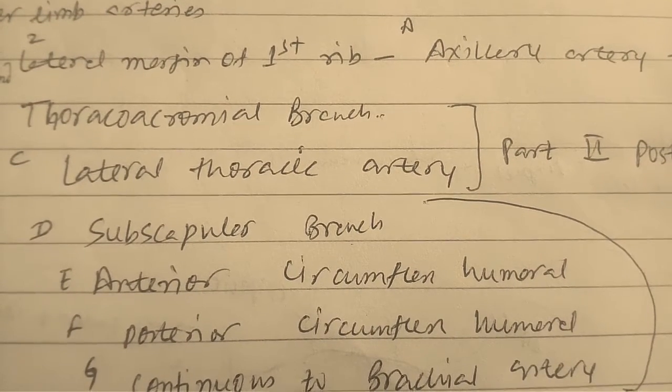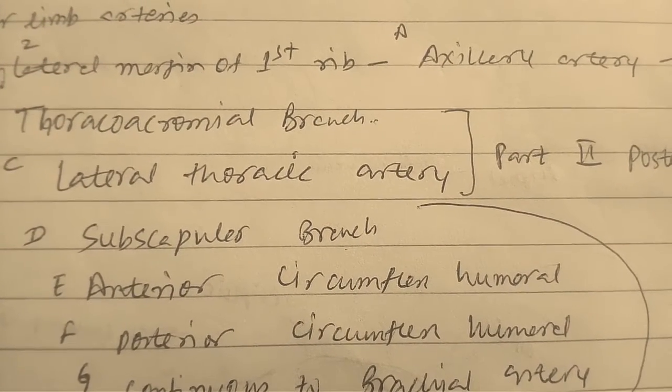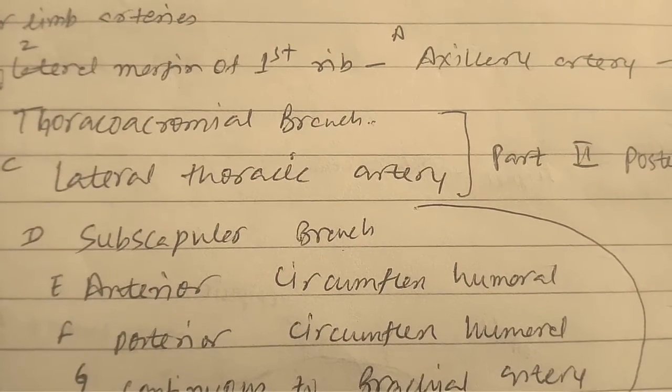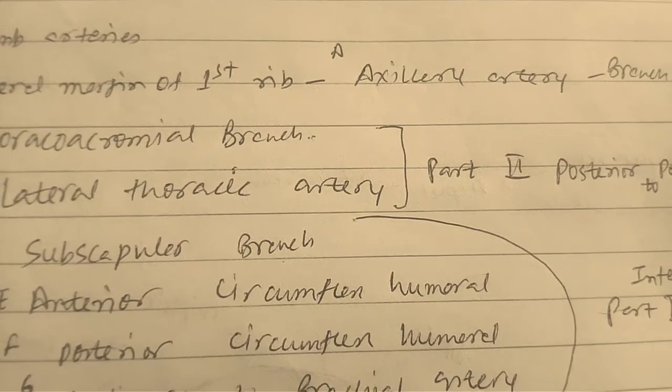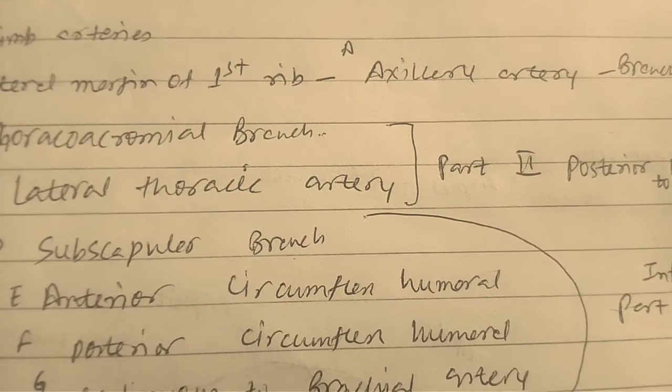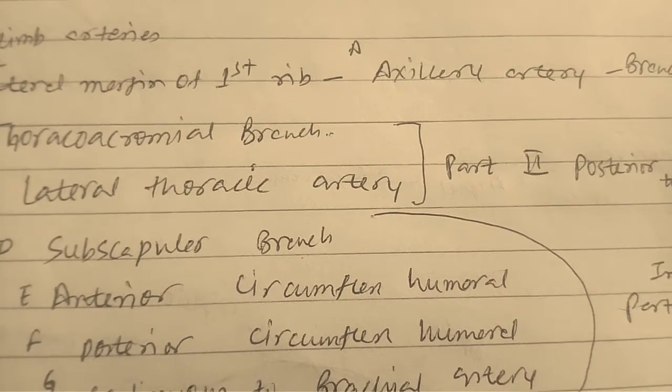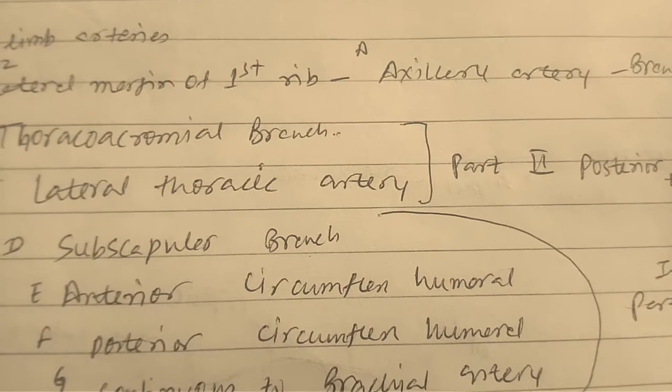rib, or the lateral margin of the first rib, or pectoralis minor, how close they are. So the first classification would be anterior to the pectoralis minor; anterior means in the front. We say axillary artery.